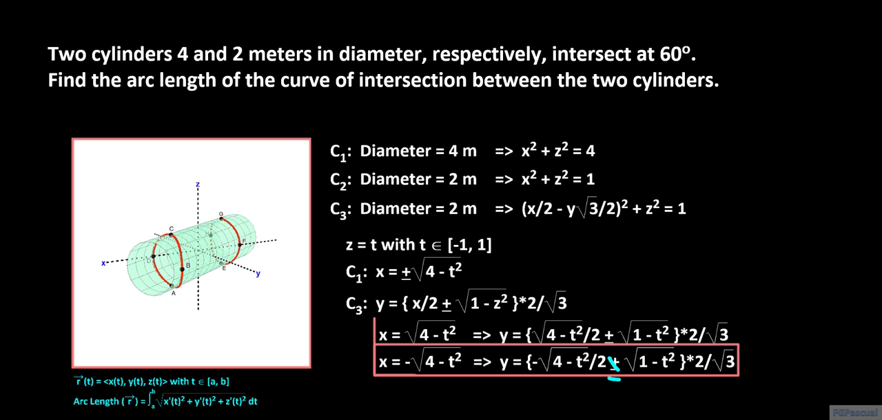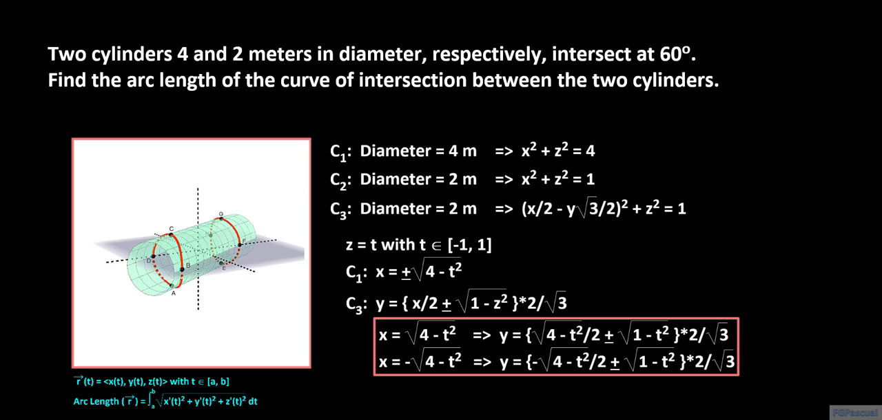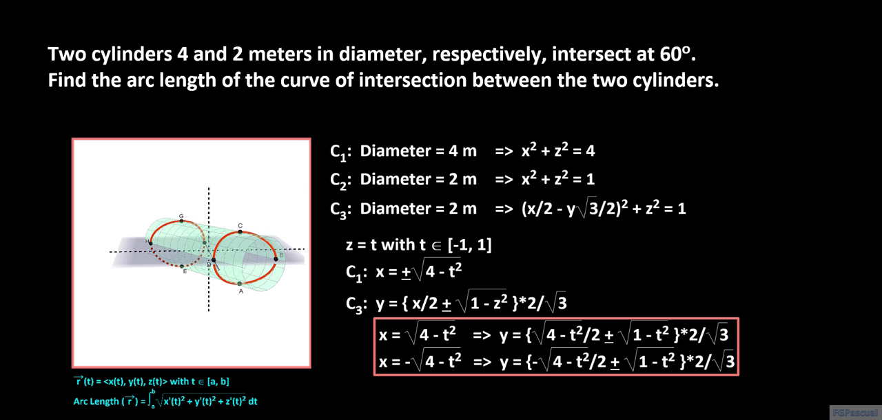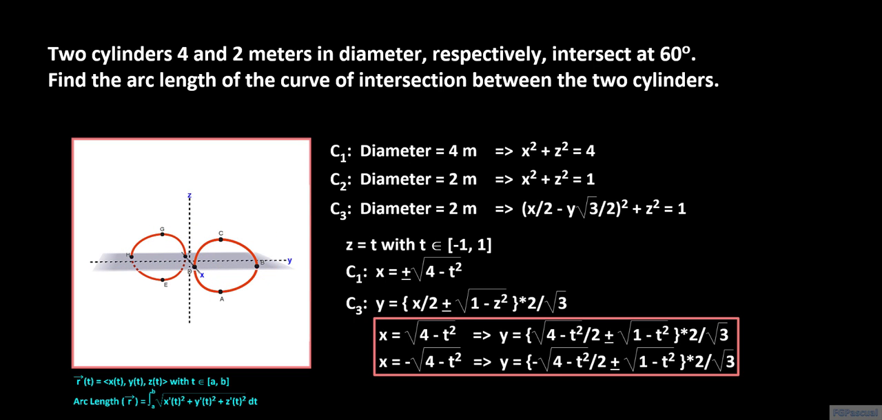Each loop is a mirror image of the other loop because the parameterizations of x and y in one loop are just the negatives of the parameterizations of x and y in the other loop, so that the loops together form a curve that is symmetric with respect to the z-axis. We set up the arc length integral or integrals for the loop where x is greater than 0, or when x equals the square root of 4 minus t squared. Then multiply the result by 2 to get the total arc length of the curve of intersection.